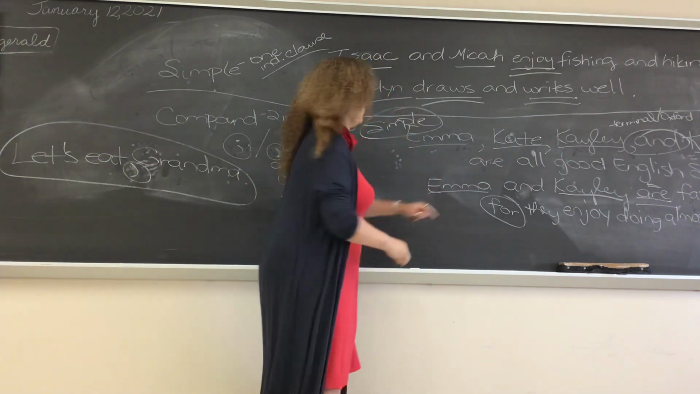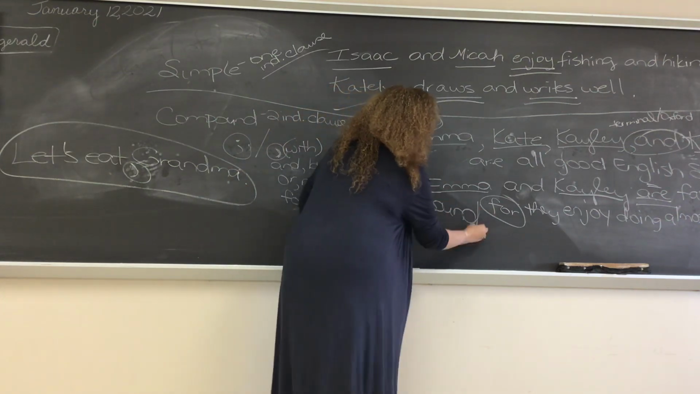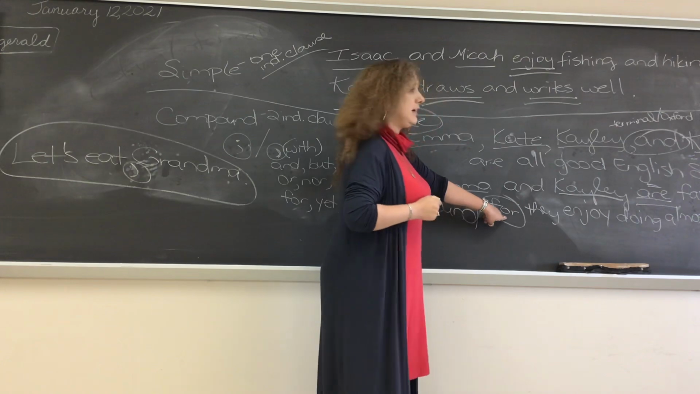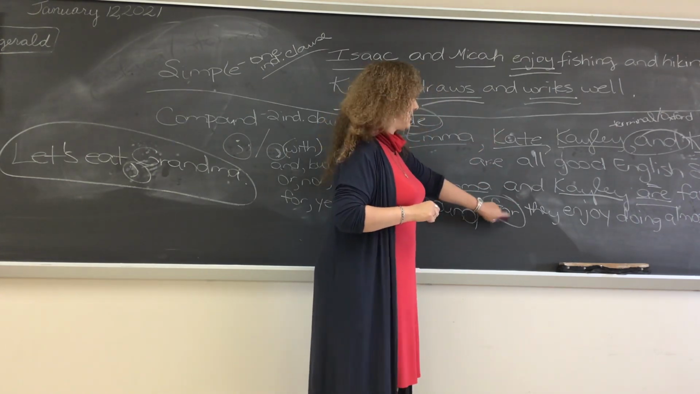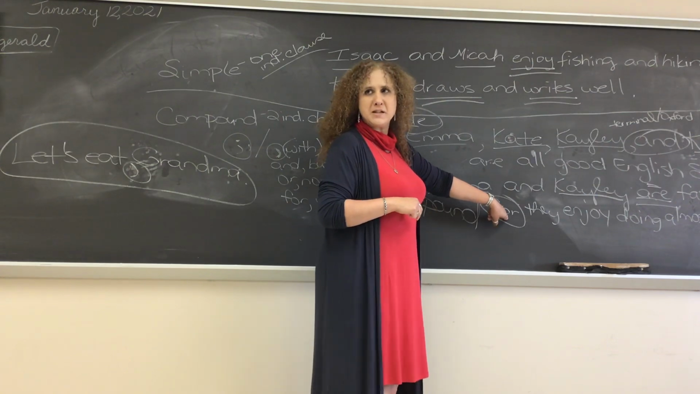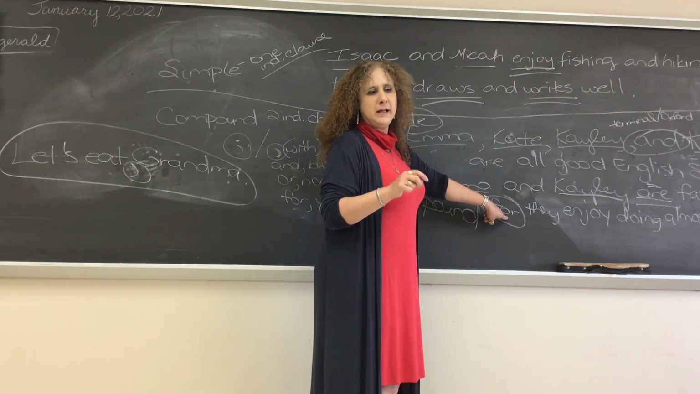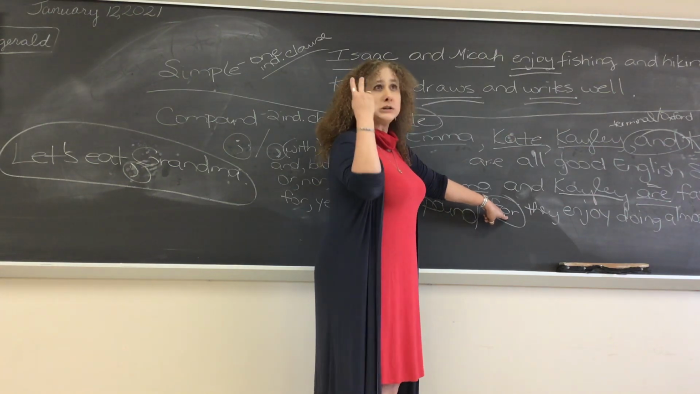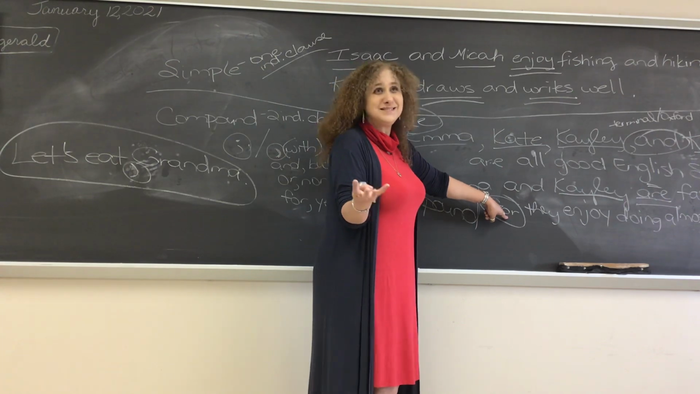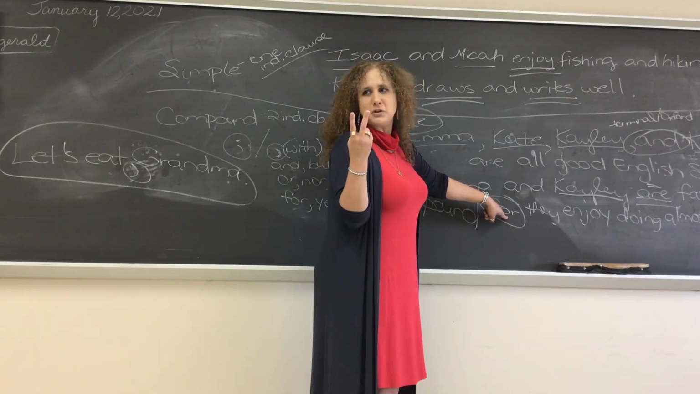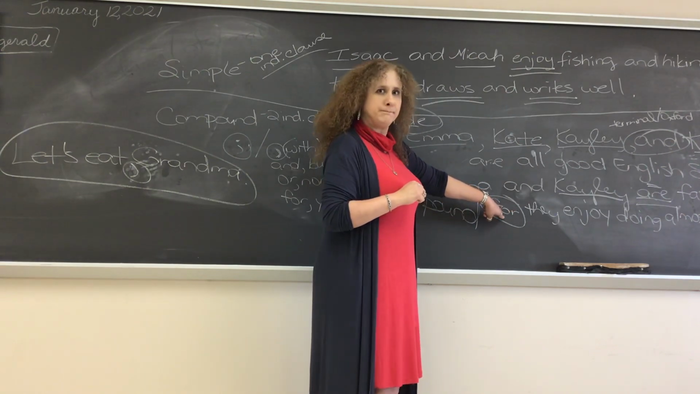But this one is compound. I could have put an and here, probably wouldn't have been quite as good. I could have put a semicolon here too, in the place of the comma and the for. It would have been okay. The semicolon you want to be careful with. If your ideas are closely related, a semicolon can substitute for the comma and the conjunction. Okay?